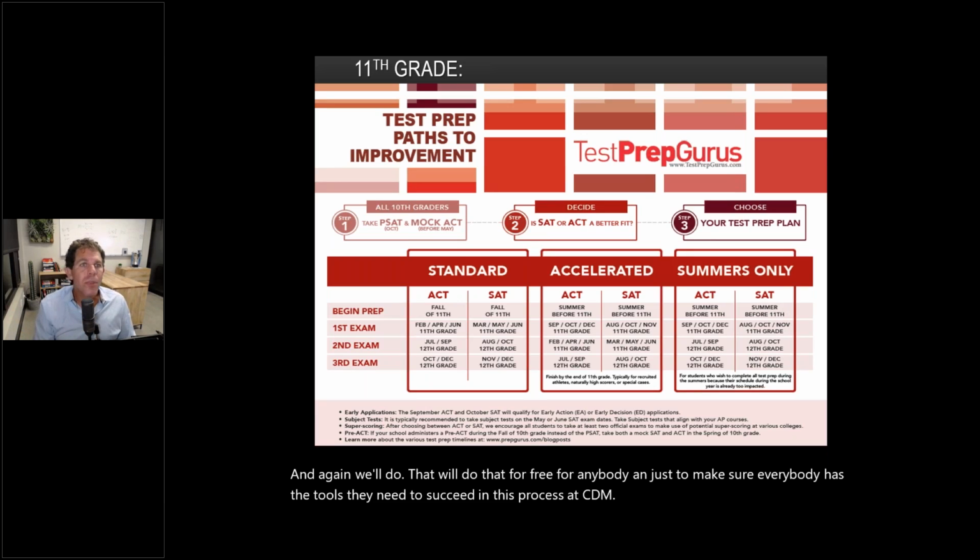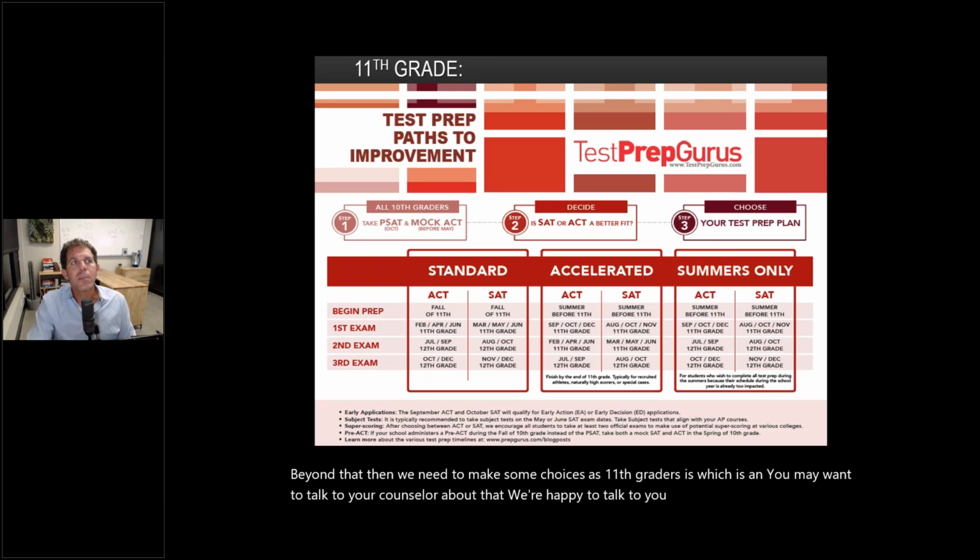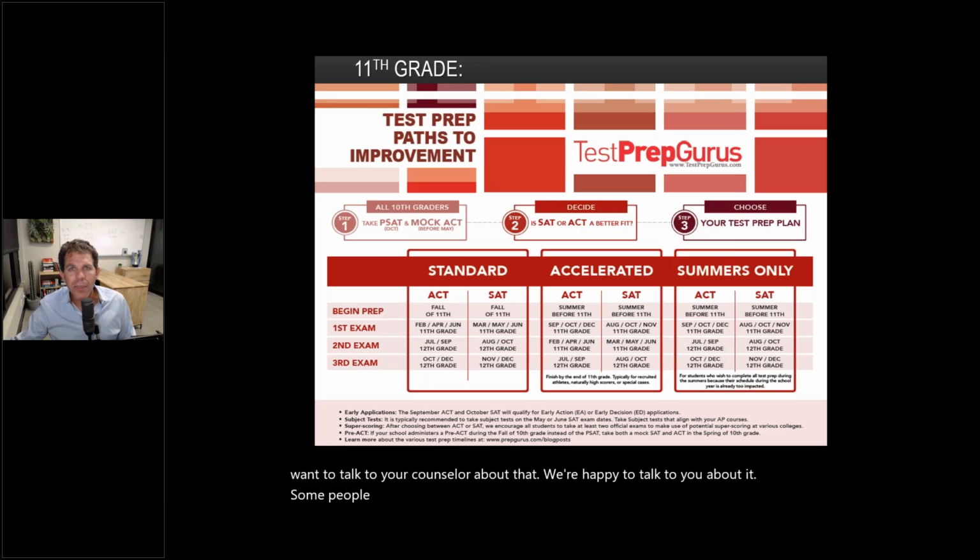Beyond that, then we need to make some choices as 11th graders, and you may want to talk to your counselor about that. We're happy to talk to you about it. Some people have private counselors. You may want to talk to them about it.